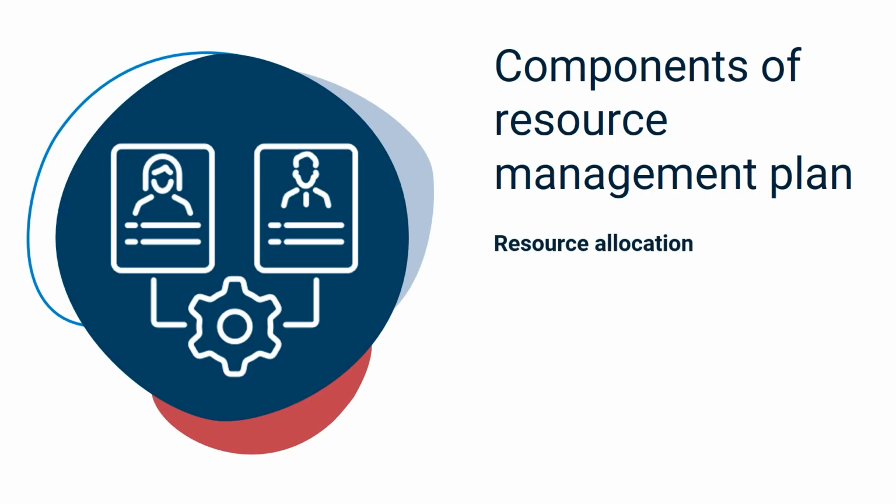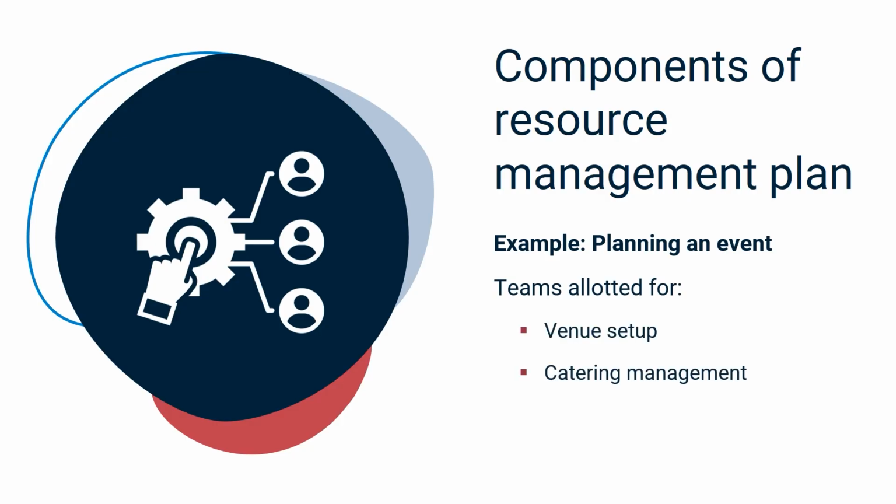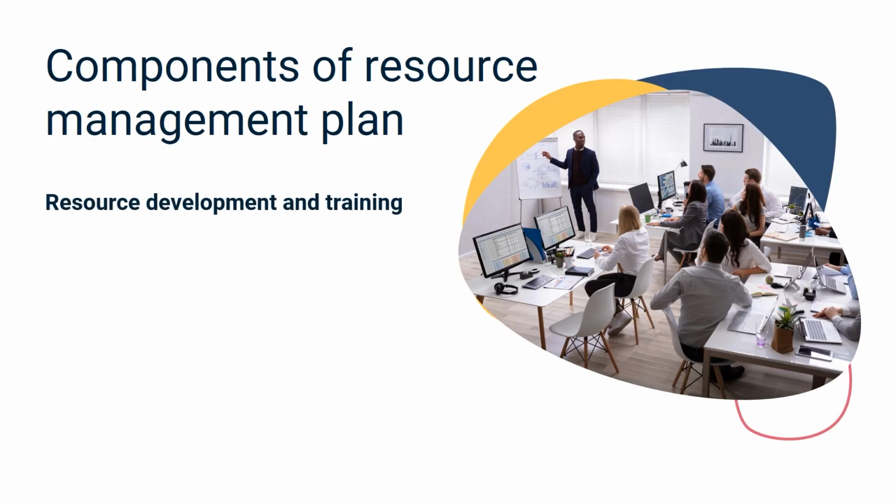Next, resource allocation involves providing clear strategies for assigning resources to projects and ensuring they're available when needed. For example, it's best to allocate one team to manage venue setup, another to manage catering, another to oversee audiovisual setup, and so on. Then, ensure resource development and training by including plans for improving the skills of program resources.